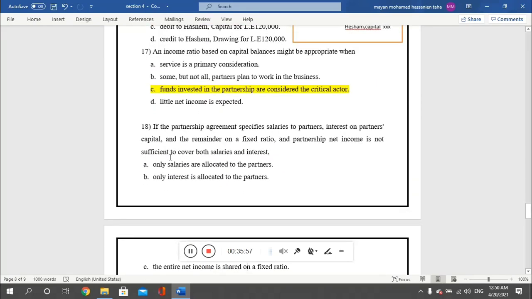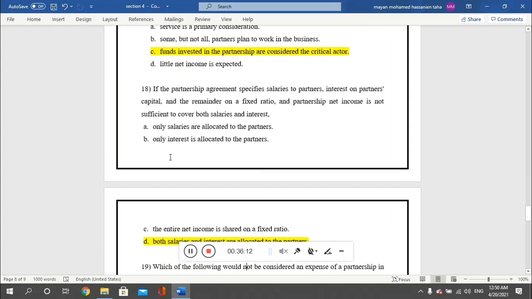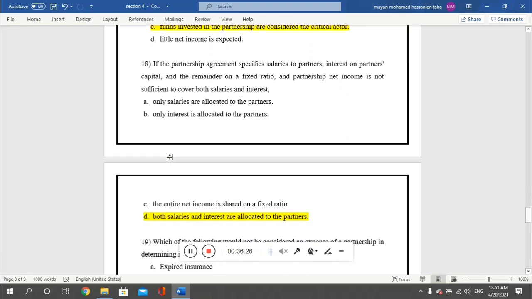Number 17, an income ratio based on capital balance might be appropriate when funds invested in a partnership are considered the critical factor, and we mentioned it before. If the partnership agreement specifies salaries to partners, interest on partner capital, and the remainder on a fixed ratio, and the partnership net income is not sufficient to cover both, what will happen in this case? Both salaries and interest are allocated to partners. Both salaries and interest are allocated, everything is distributed to partners.